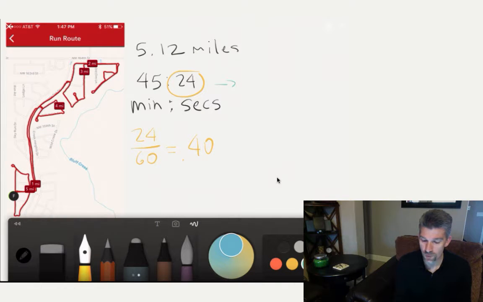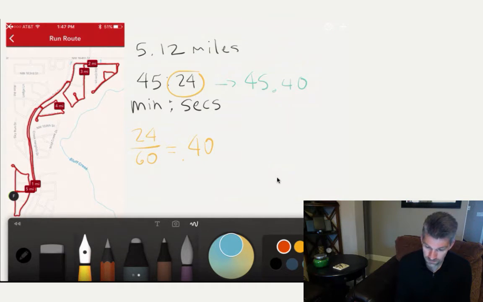So the new number that I'm working with, instead of 45 minutes and 24 seconds, is 45.40 minutes. That's what I'm going to work with, 45.40. Now, if I want to figure out what my average pace was for this particular runner, I can take the 45 minutes and 24 seconds converted to decimal, which is 45.40 minutes, and divide it by the miles. This is going to give me miles and minutes, which are the units that I need for this particular problem. So what do I do next?